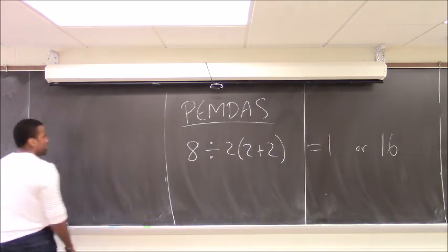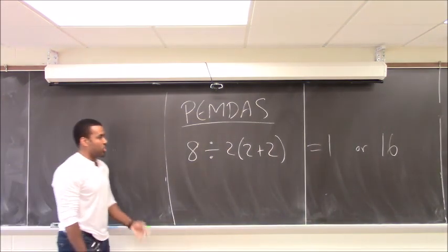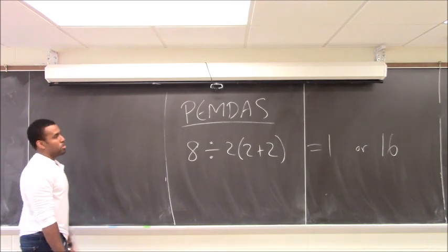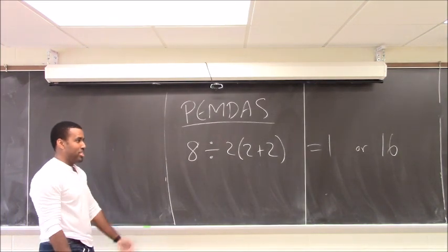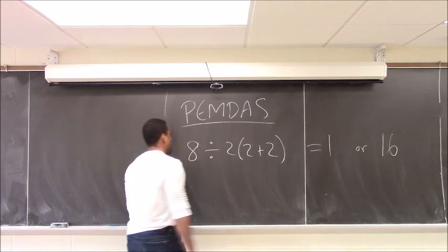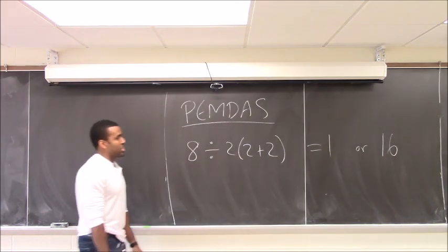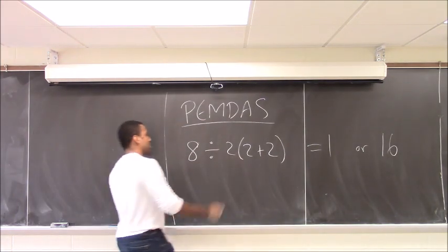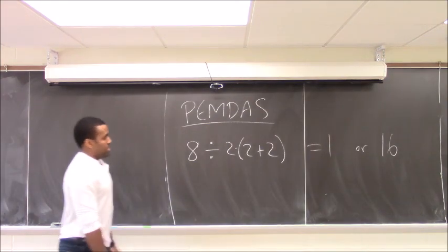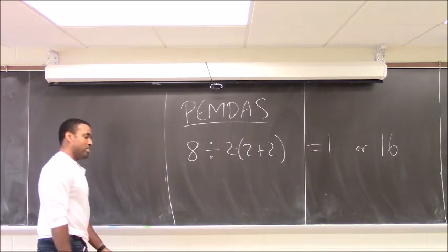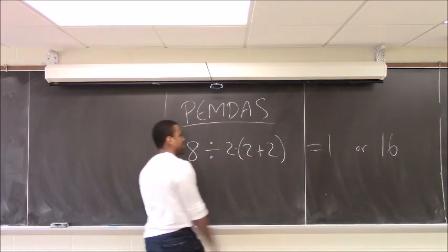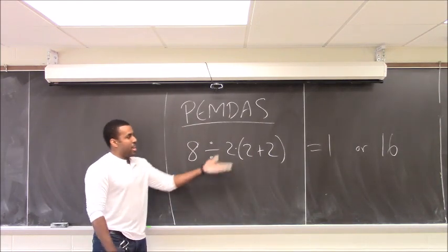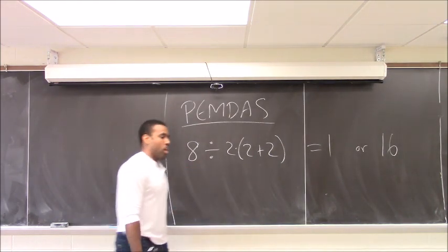Okay, so here's where the disagreement comes from. Some people say, you do what's in the parentheses first, everyone knows that, right? So that's a 4 over here. But then they say that 4 is attached to the 2, and so it's 2 times 4, that's 8. Then I take 8 divided by 8 and I get 1, so that should be 1.